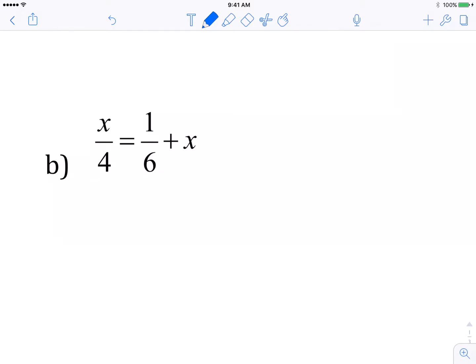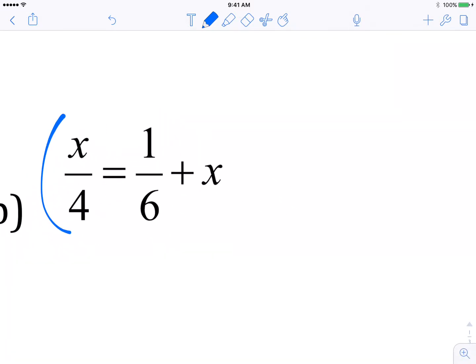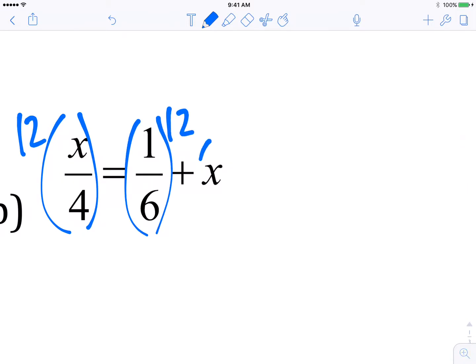So how do we create a linear equation out of this? Well, the easiest way of doing that is to multiply every term in this equation by the common denominator. And the lowest common multiple between 4, 6, and the imaginary one that's over here is 12. So we're going to multiply every term by 12. I'm just going to enlarge that to make life a little easier. So that's being multiplied by 12. The 1/6 is being multiplied by 12. And the x is being multiplied by 12.